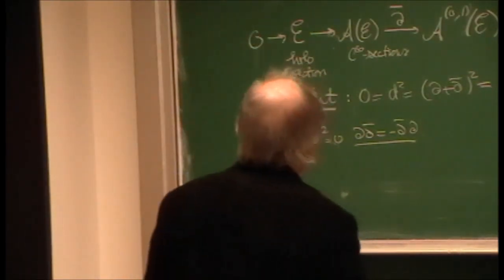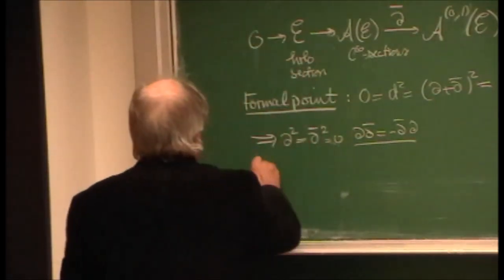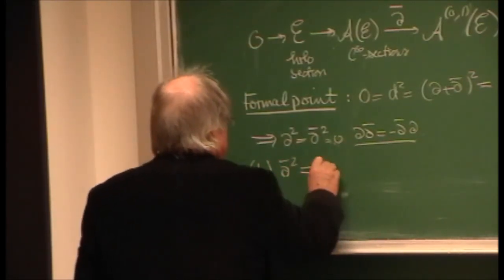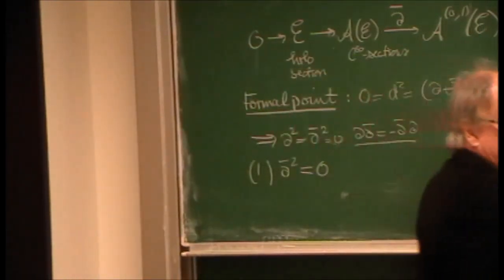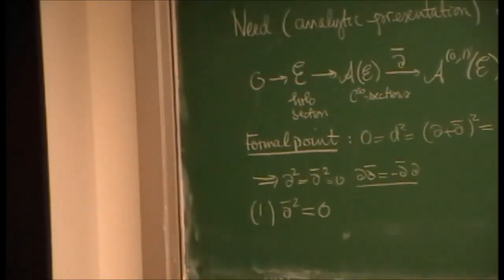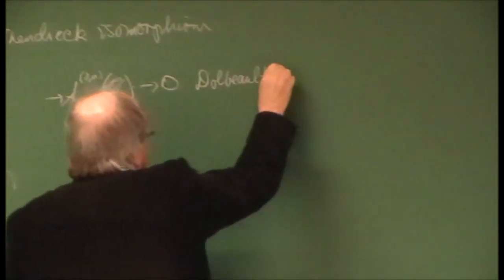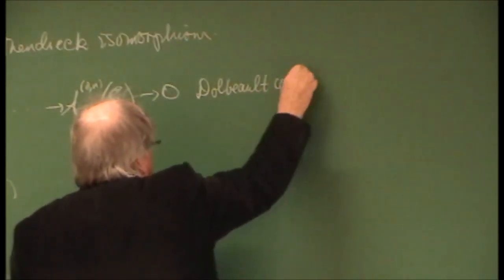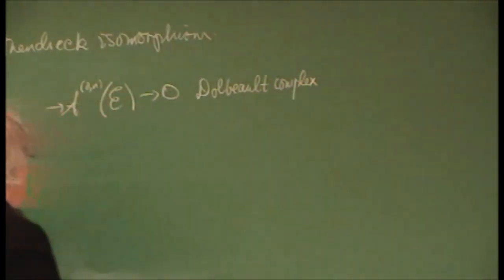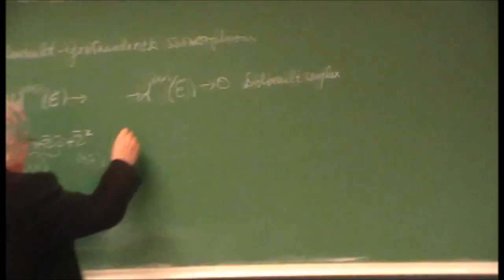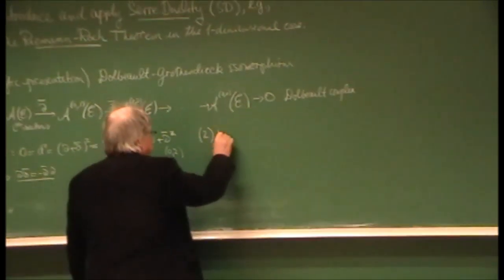So that's the first thing, is that this thing here is 0, and so this is a complex, and this is called the Dolbeault complex. Complex means exactly that. And the second point, and this is fundamental, and you have to prove it, is that this is an exact sequence of sheaves.